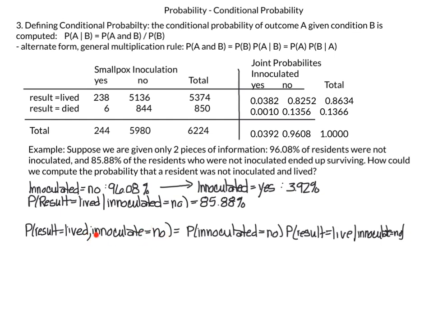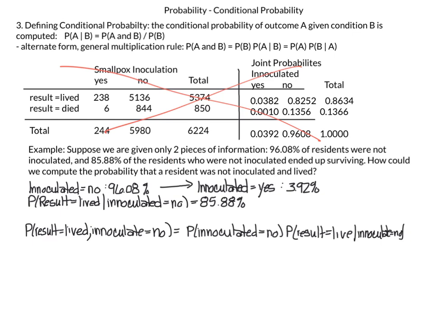Inoculated equals no. It's a joint probability. Well, that's equal to the probability inoculated equals no times the probability result equals lived given inoculated equals no. So let's see what information we have. I guess the idea is that we're not using this table. So let me put a big X, because they said we only have two pieces of information. We only have these pieces of information.